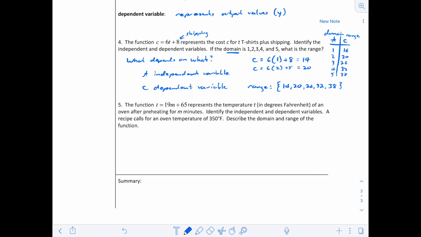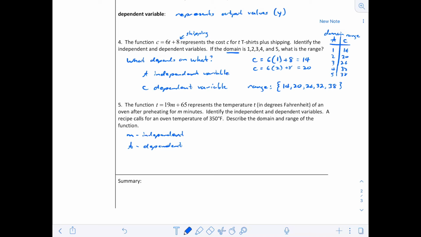We start to preheat the oven. After a certain number of minutes, we check the temperature. So M is our independent variable, and T is our dependent variable. M is independent, T is dependent.